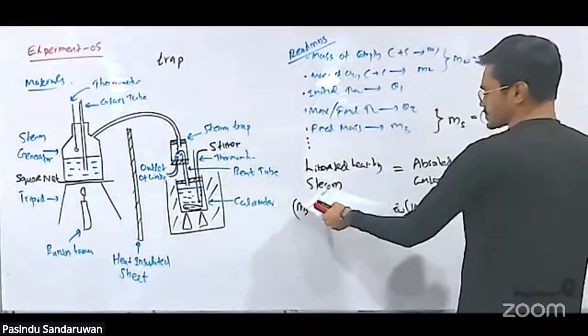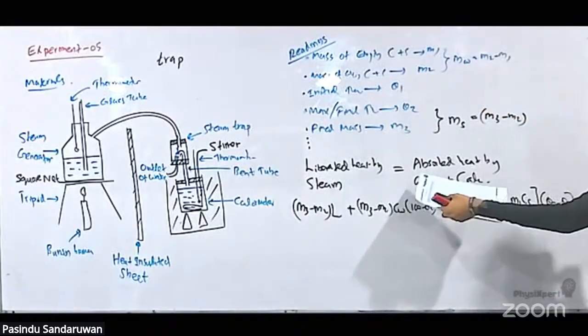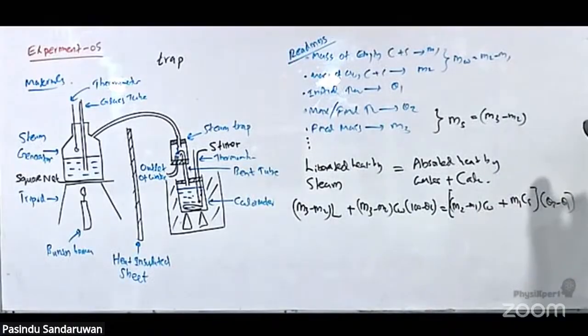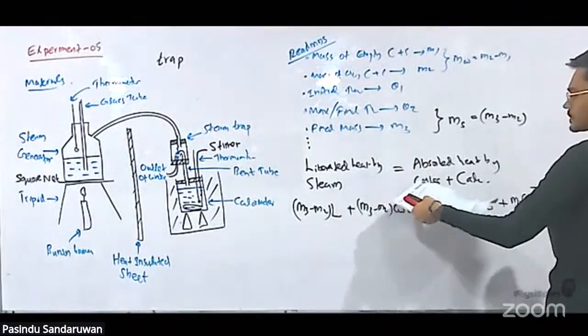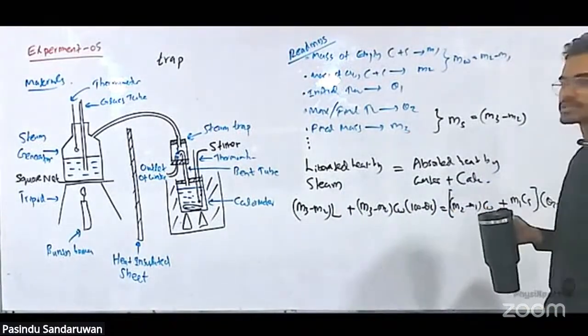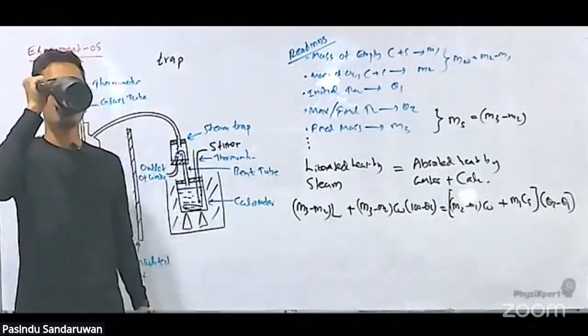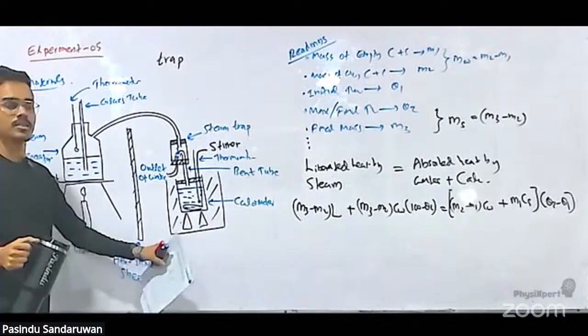Liberated heat by steam equals absorbed heat by water plus calorimeter. Right? Liberated heat by steam, absorbed heat by water plus calorimeter. Right? Write the equation. Finish.